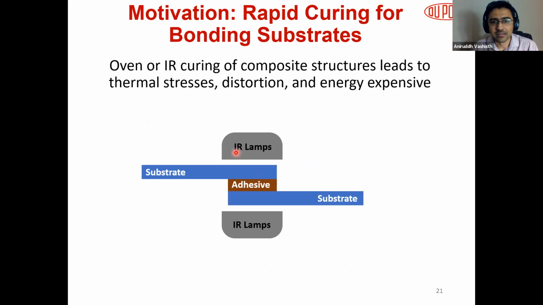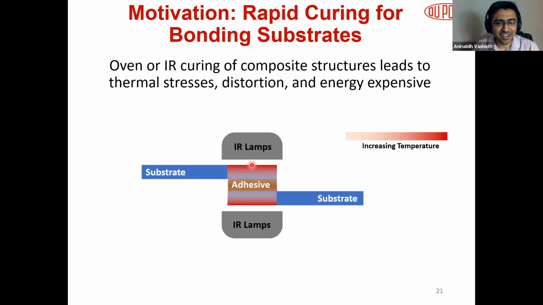So the current state-of-the-art method that a lot of companies, specifically automobile companies, might use is IR lamps. So let's say they have these 2 substrates. These could be metals or plastics. The lamps basically come down from top and bottom, and they heat the outer surface, and that heats up the adhesive to cure. So if the adhesive cures at 80 degrees Celsius, you need to have the IR lamp actually hit much higher temperatures.